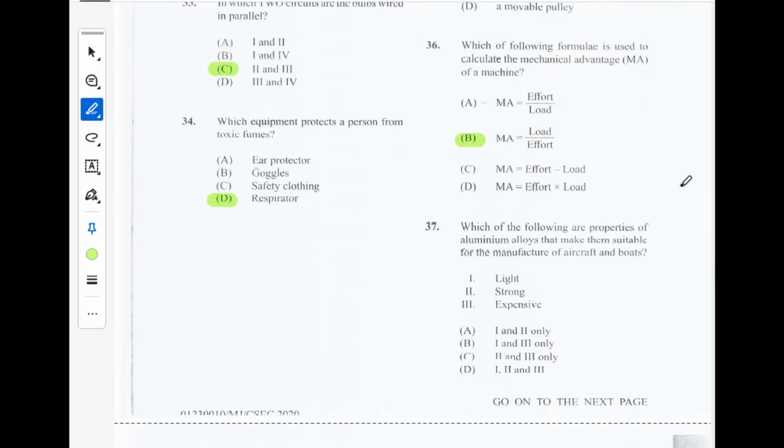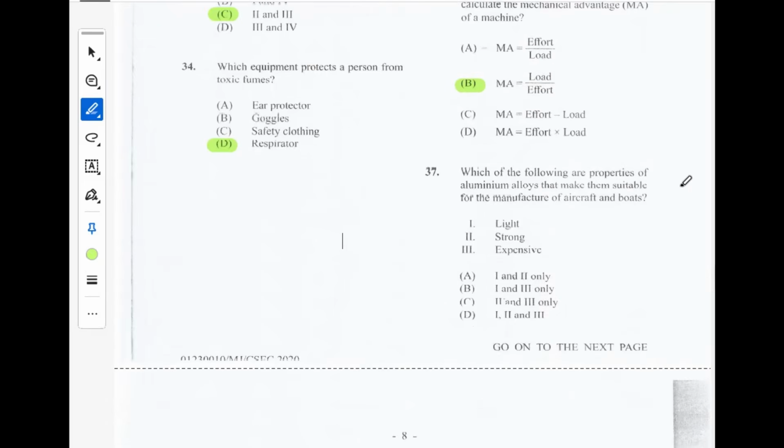Which of the following are properties of aluminum alloys that make them suitable for the manufacture of aircraft and boats? They're light, strong, they're expensive. You don't want it expensive, right? So you want it light and strong. A.